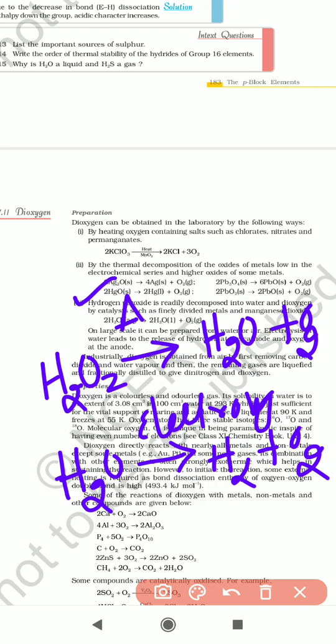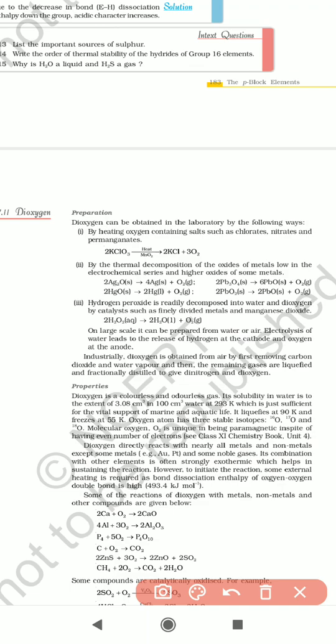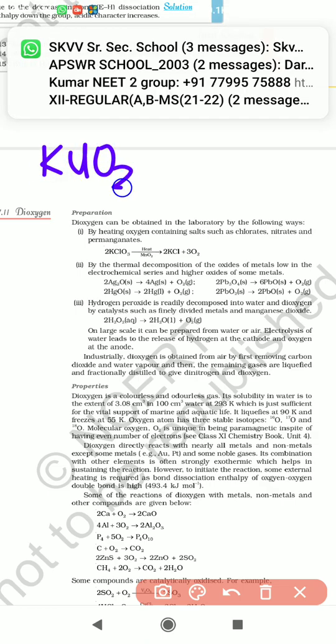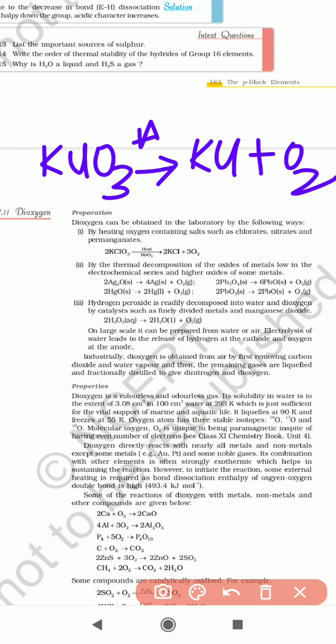So once again, see that. The first method is by using chlorates, nitrates and potassium permanganates. If heat energy is applied to these compounds, you can get dioxygen, like KClO3: on heating, KCl is formed plus oxygen gas is produced. And the second method is by using metal oxides. All metal oxides, on heating, produce metal plus oxygen gas.